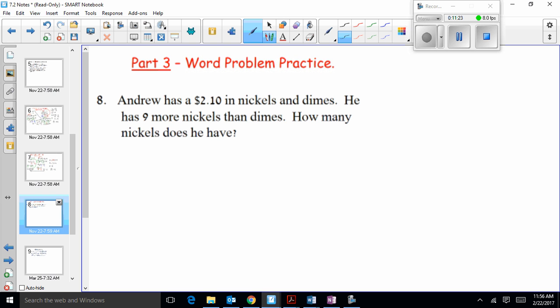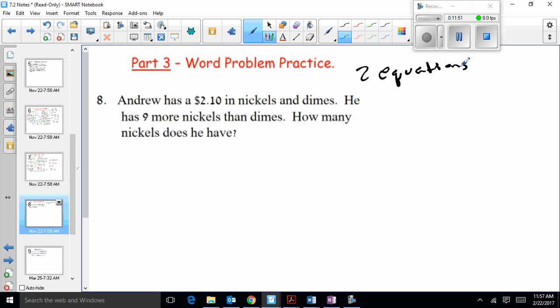So Andrew has $2.10 in nickels and dimes. He has 9 more nickels than dimes. How many nickels does he have? So we want to be able to write this into two different equations. Okay? So I'm going to break it down, and the first equation will be he has 9 more nickels than dimes.